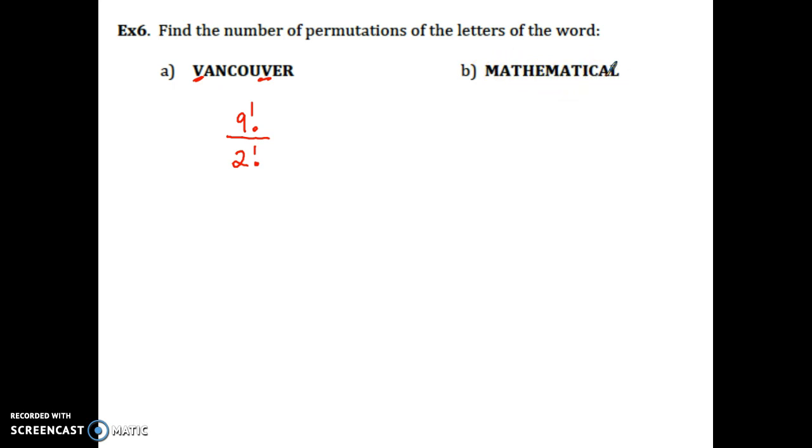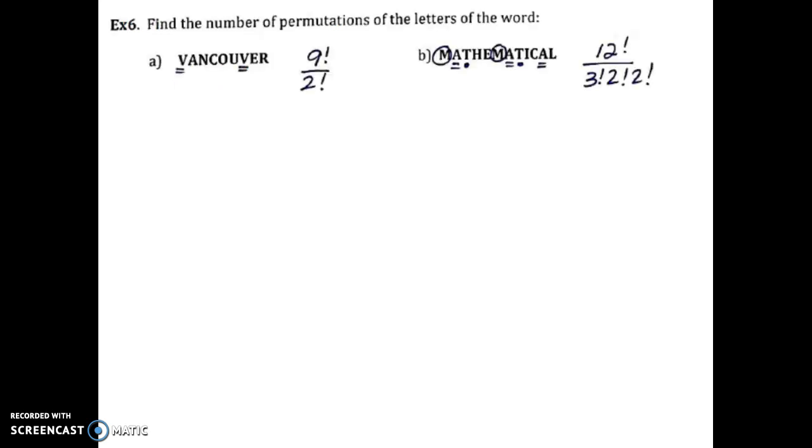Take a moment then to just go ahead and double check and see how you would approach this particular problem. So hopefully you realize that you're going to be starting off with 12 factorial as we've identified here. And then of course you've got several letters that are repeating. You've got the M, and so you're going to divide through by 2 factorial here.